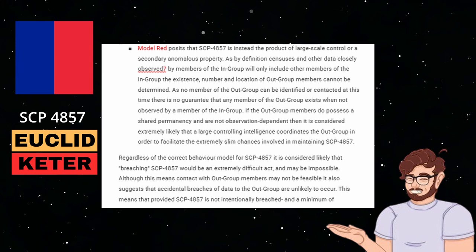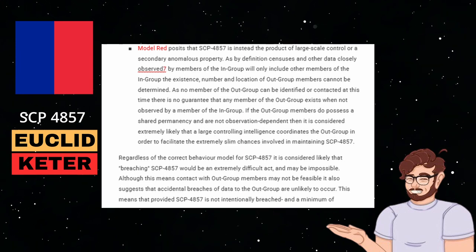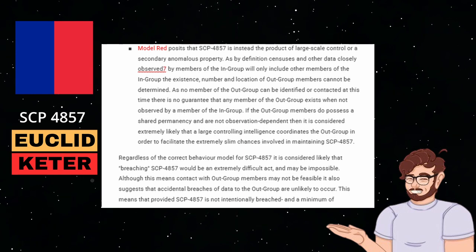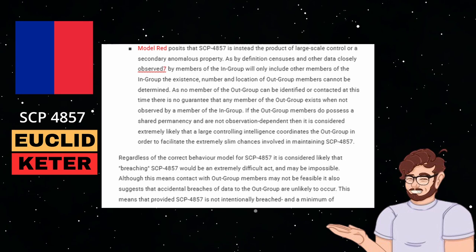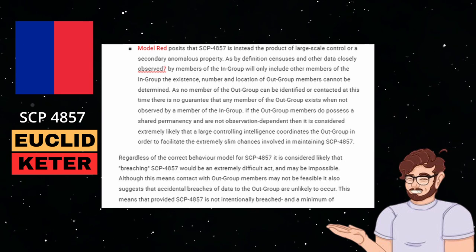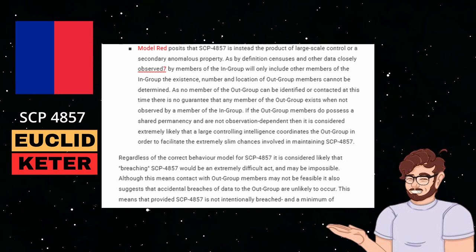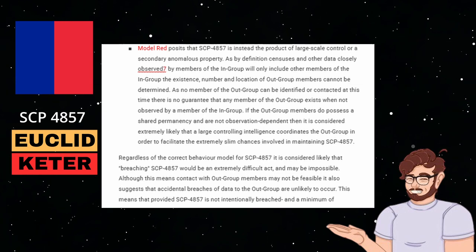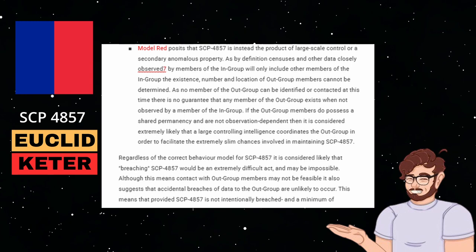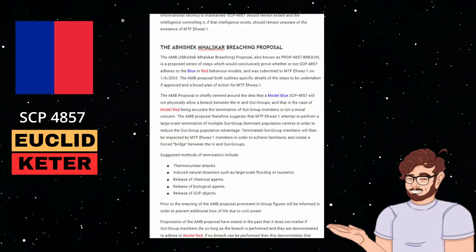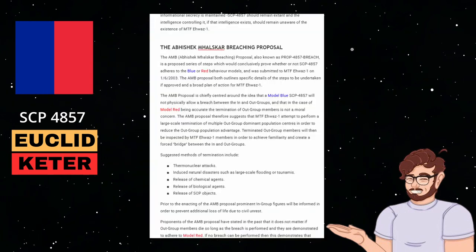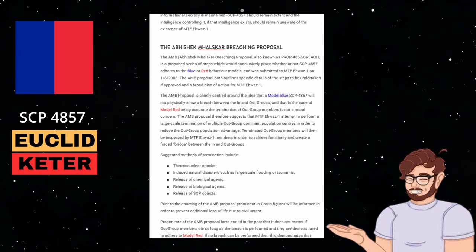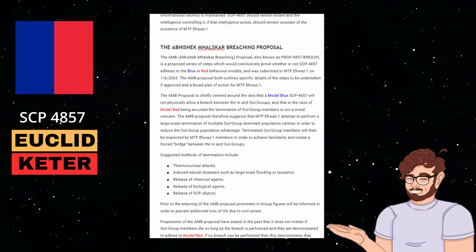Regardless of the correct behavior model for 4857, it is considered likely that breaching 4857 would be an extremely difficult act and may be impossible. Although this means contact with the outgroup members may not be feasible, it also suggests that accidental breaches of data to the outgroup are unlikely to occur. This means that provided 4857 is not intentionally breached, and a minimum of informational secrecy is maintained, 4857 should remain extant, and the intelligence controlling it, if that intelligence exists, should remain unaware of the existence of MTF-1.